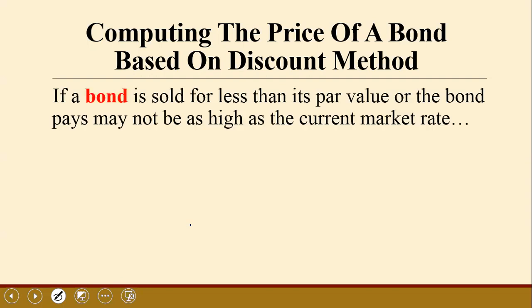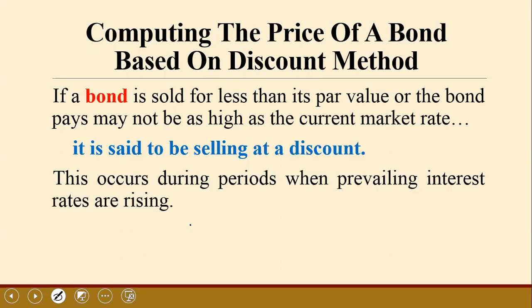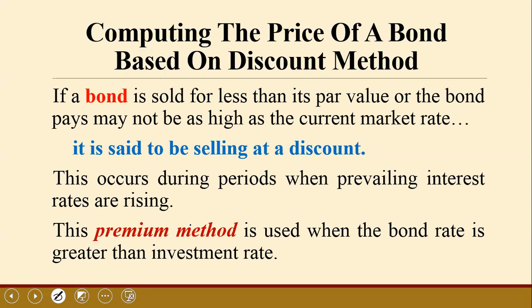So if a bond is sold for less than its par value, or the bond rate may not be as high as the current market, it is said to be selling at a discount. This occurs during periods when prevailing interest rates are rising. So this premium method is used when the bond rate is greater than the investment rate.